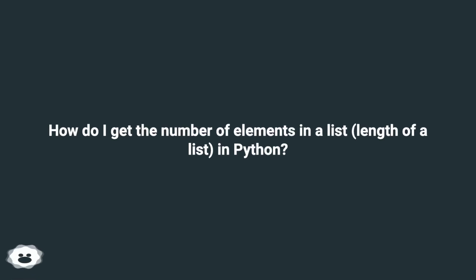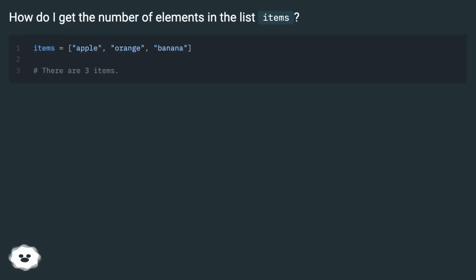How do I get the number of elements in a list, the length of a list, in Python? How do I get the number of elements in the list items?